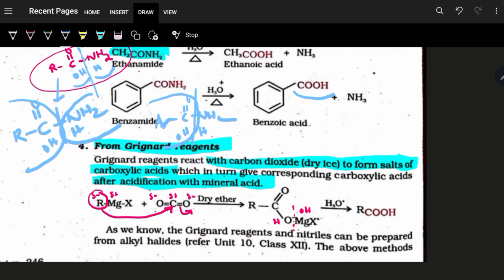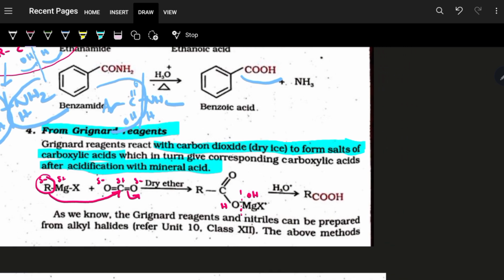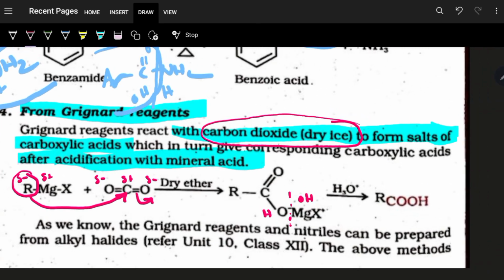Next, from Grignard reagent. So Grignard is RMgX. It reacts with carbon dioxide or dry ice, not the gaseous carbon dioxide. Solid carbon dioxide is known as dry ice. So what happens over here is, just as we have seen in carbonyl-based reactions, when I told you that CO2 acts as a weak electrophile.